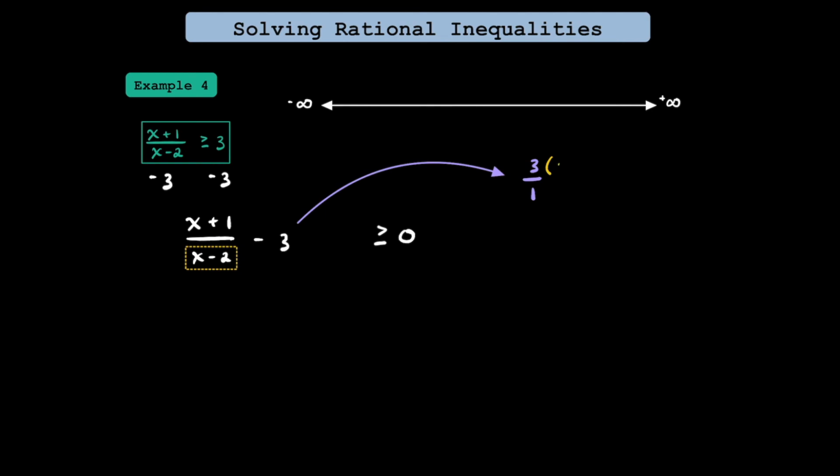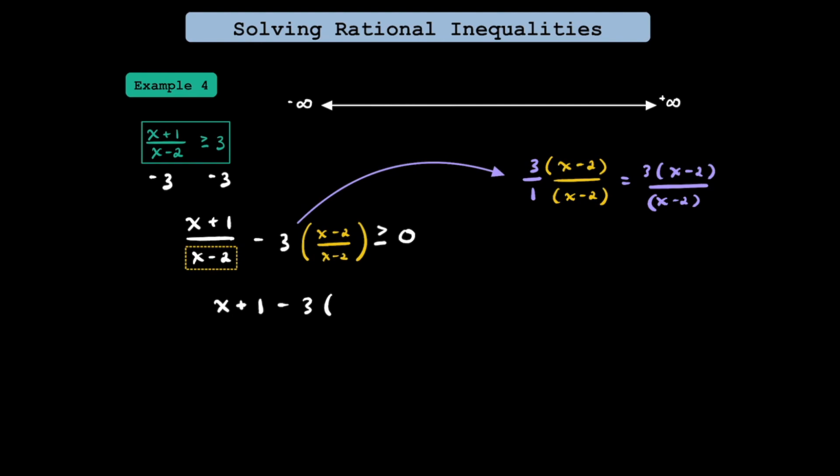To rewrite 3 with a common denominator of x minus 2, we need to multiply it by (x minus 2) over (x minus 2). This will be equivalent to 3 times the quantity of x minus 2 over x minus 2. Writing this in the problem, I'm going to write 3 times (x minus 2) over (x minus 2). Using one fraction bar, we can rewrite this as x plus 1 minus 3 times the quantity of x minus 2, all over x minus 2. This whole thing is greater than or equal to 0.